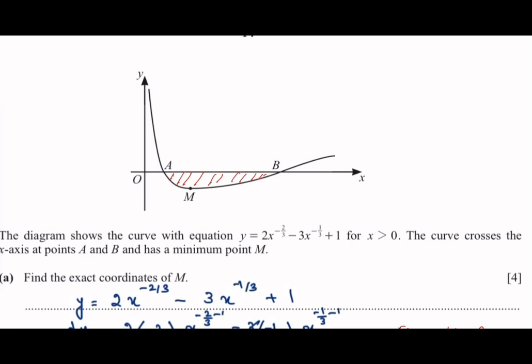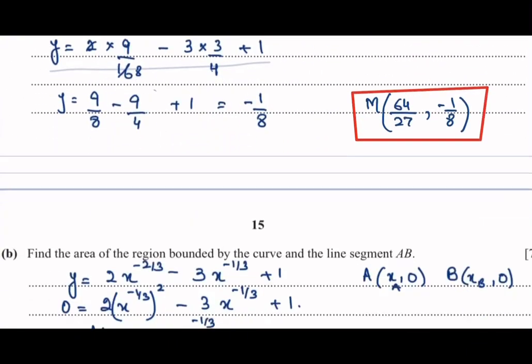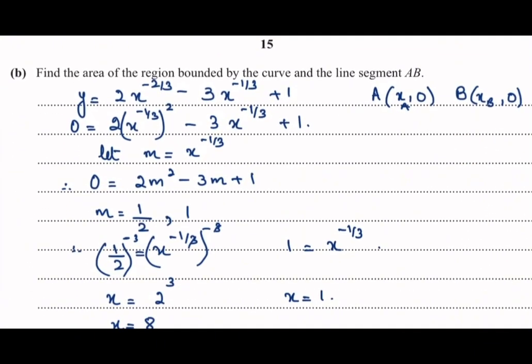So for this, I should be having the coordinates of A and B. For these coordinates, I can see that my y coordinate needs to be 0. So the y coordinate should be equated to 0 to get the x coordinate. Let's go back to the working here. So y equated to 0: (x^(-2/3)) minus... 2(x^(-1/3))^2 minus 3x^(-1/3) plus 1.